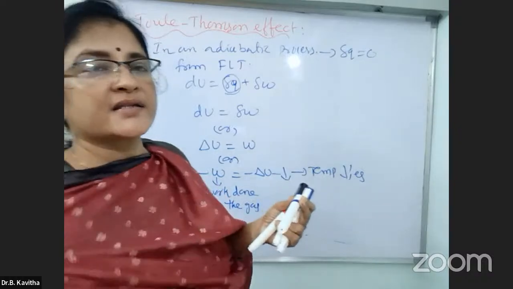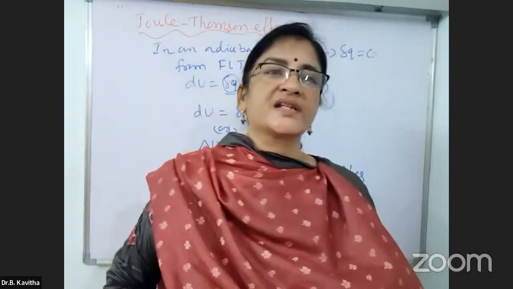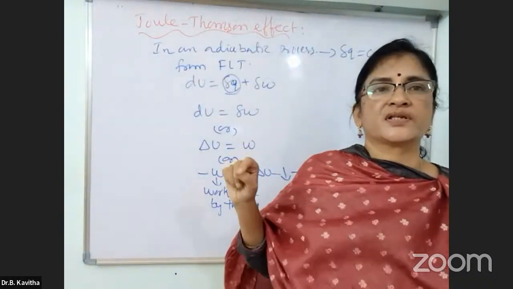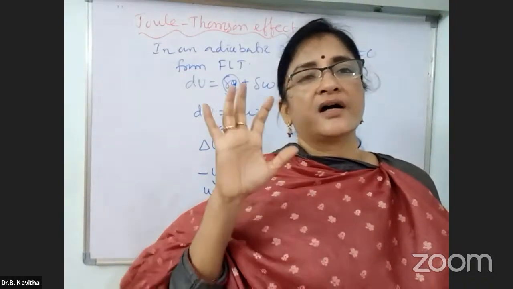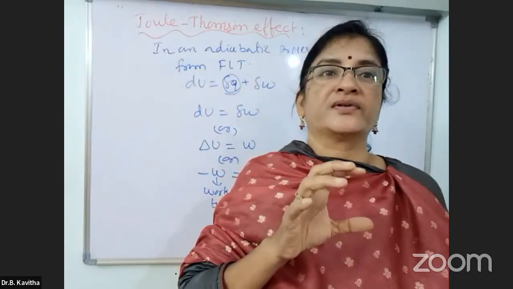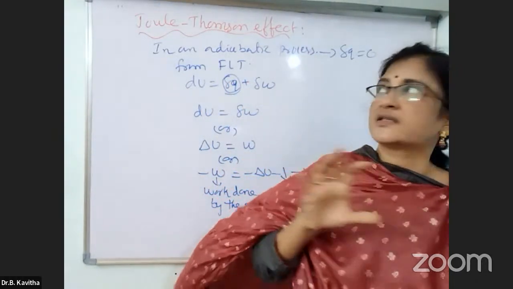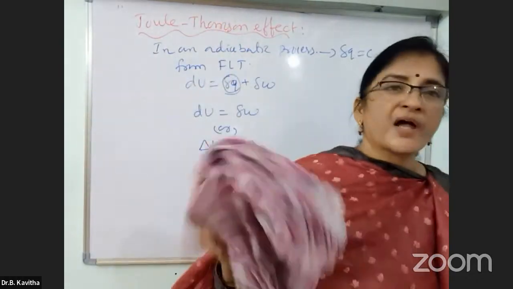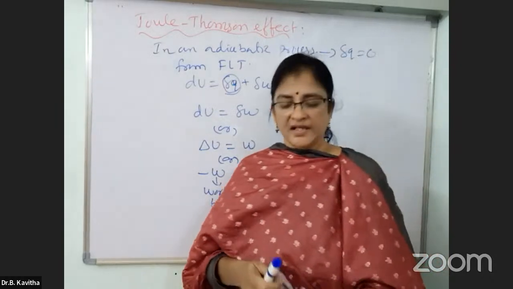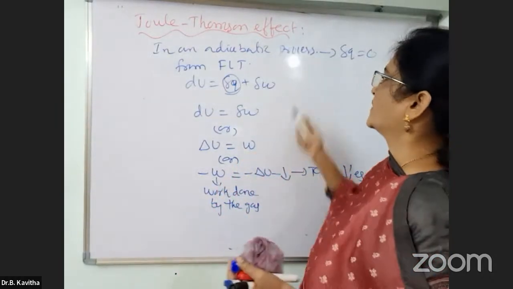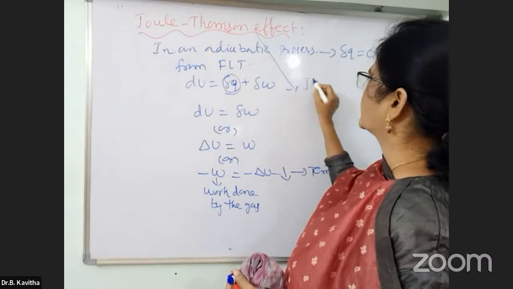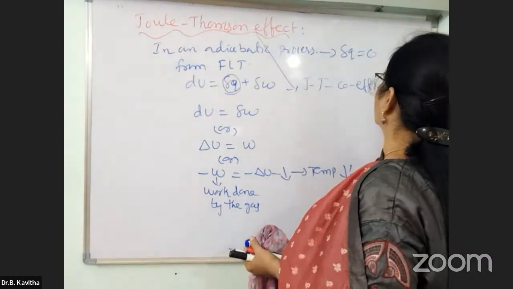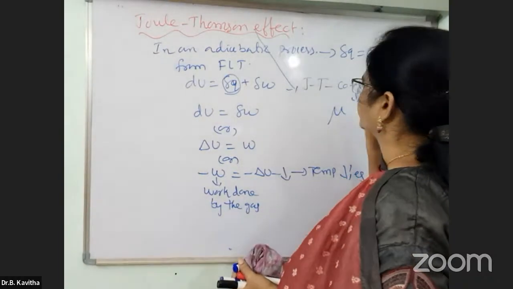And that effect is called the Joule-Thomson effect. Whenever a gas undergoes expansion from the high pressure region to the low pressure region in the adiabatic process, the temperature of the gas decreases, or you can say the gas cools down. The magnitude of the cooling effect is expressed in terms of the Joule-Thomson coefficient, and that coefficient is mu.